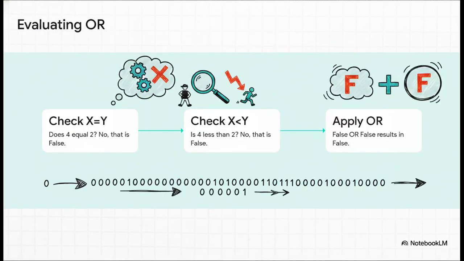Okay, let's walk through the evaluation step by step, exactly how a computer would do it. Step 1. Does 4 equal 2? Nope, that's false. Step 2. Is 4 less than 2? No, also false. Step 3. We apply the or operator. We have false or false. And as we know, that's the one scenario that results in false.